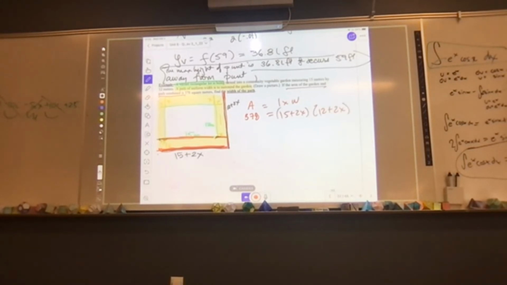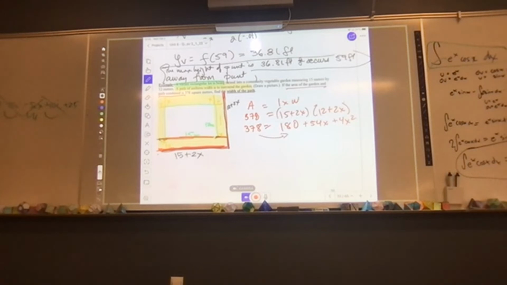If I'm solving for x, what do I do? I'm going to FOIL the right-hand side. Okay, FOIL it and tell me what you get. Oh, 180 plus 54x plus 4x squared. I agree. This is just a quadratic equation, so what do I do next?